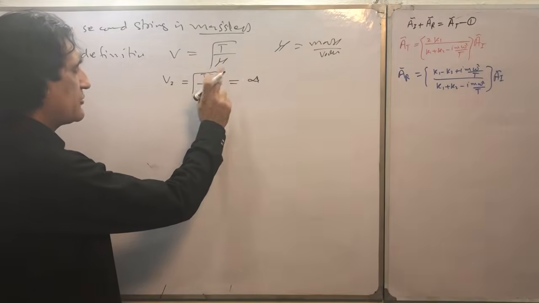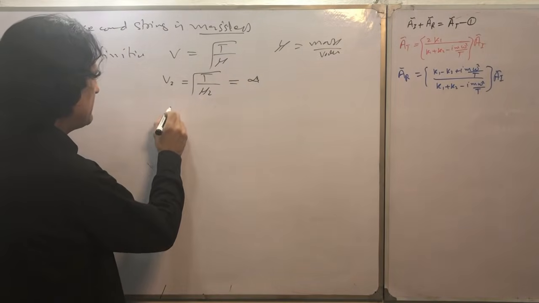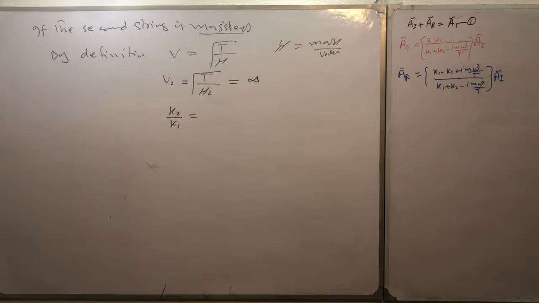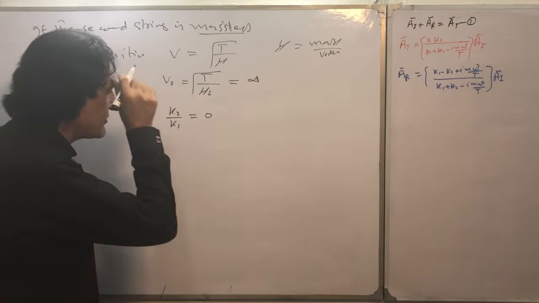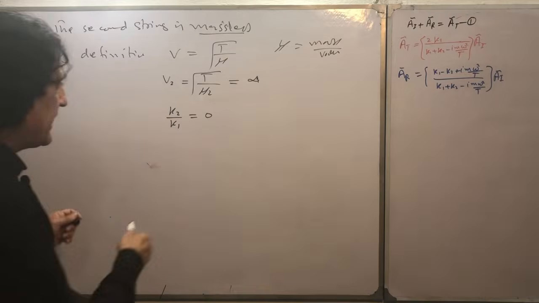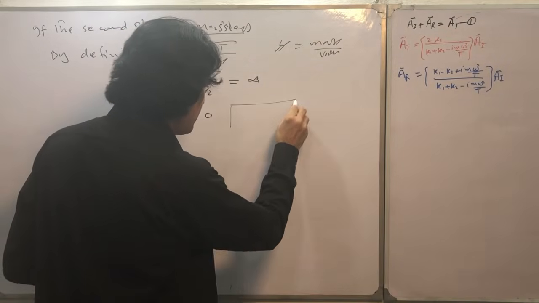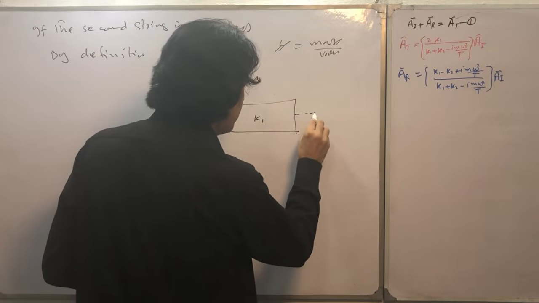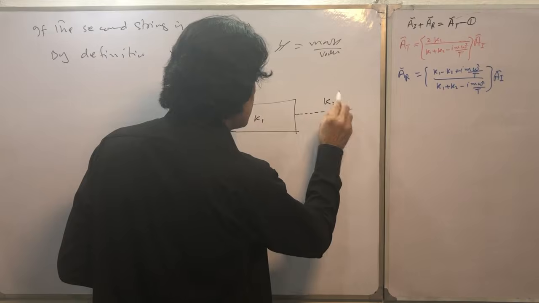If this approaches infinity, then k2 divided by k1, the wave number, must be equal to 0, because k1 will be very great as compared to k2. So this must be equal to 0. This is actually, if we consider, this is k1 and this is k2.